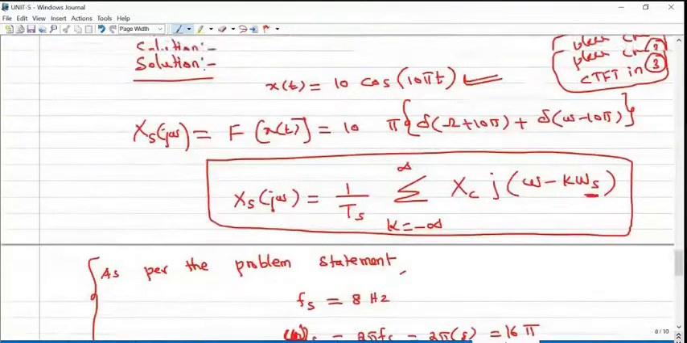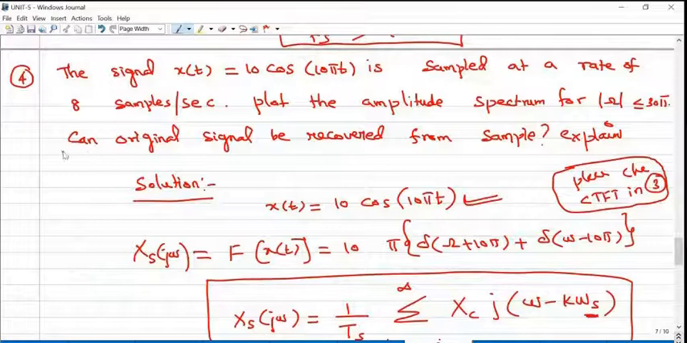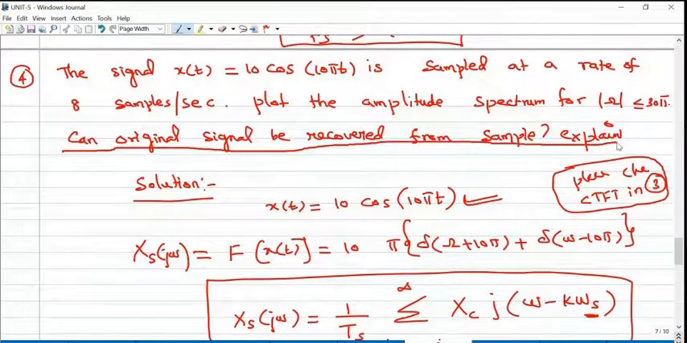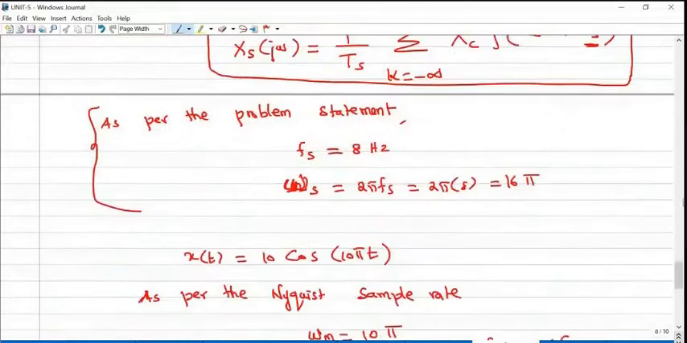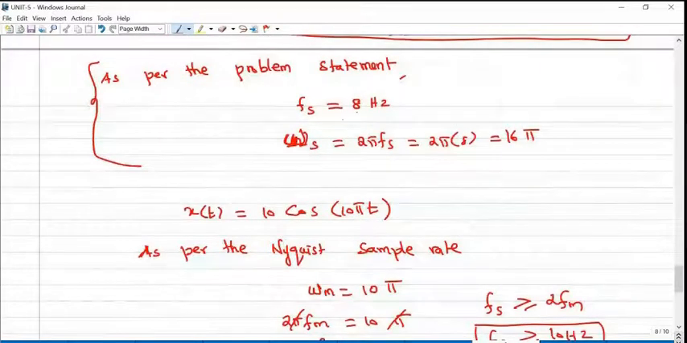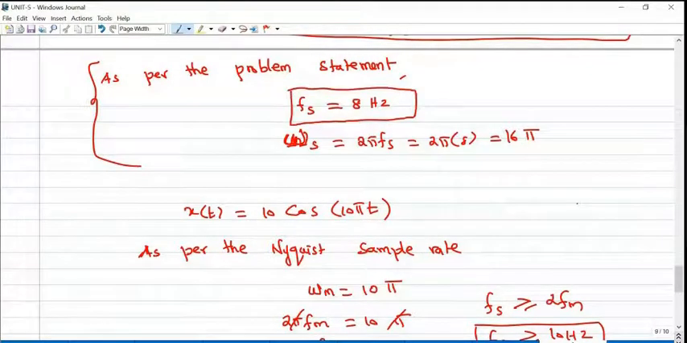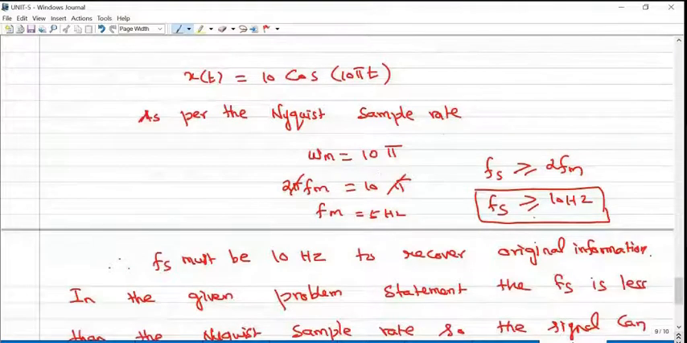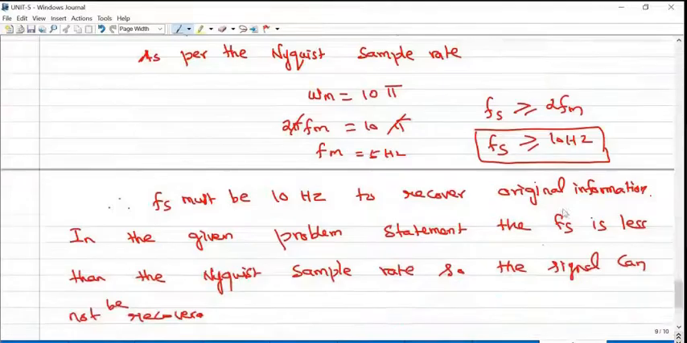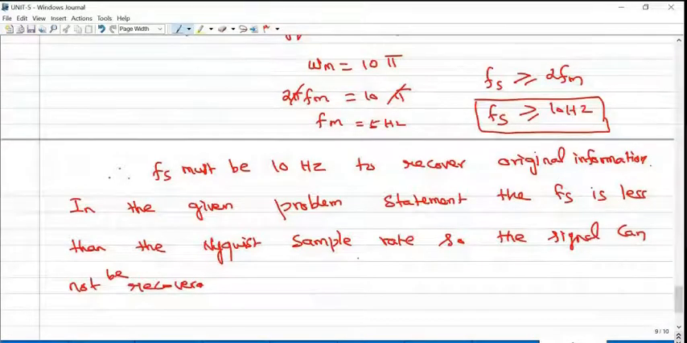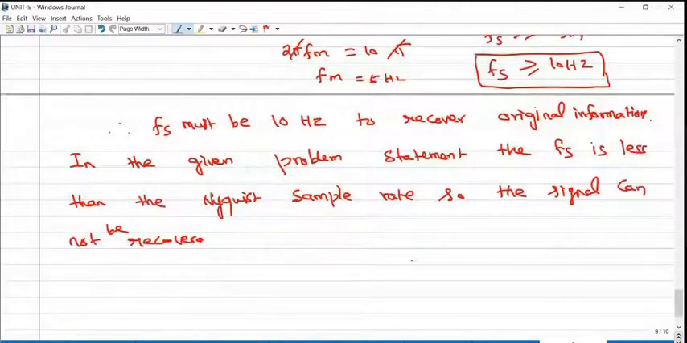What are they asking in the problem? Can the original signal be recovered from the samples? Explain. No. As per the given problem statement, Fs is 8 hertz only. While calculating the Nyquist sample rate, Fs must be a minimum of 10 hertz. Maximum whatever it may be, minimum of 10 hertz. So therefore, the original information cannot be recovered. So one part is completed. Next, we have to draw the magnitude spectrum of the signal.